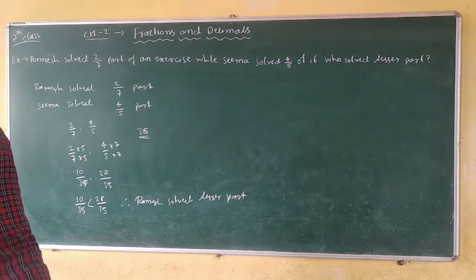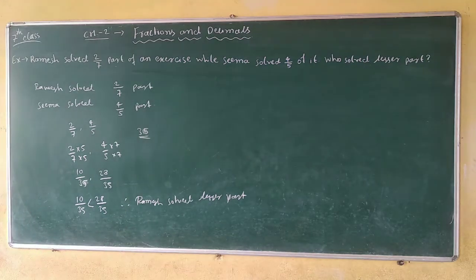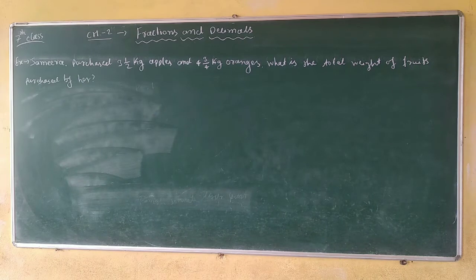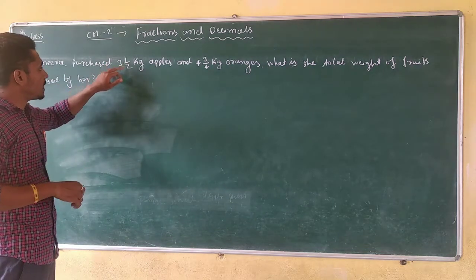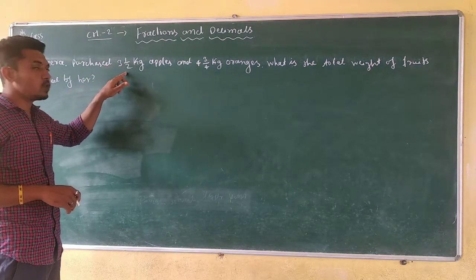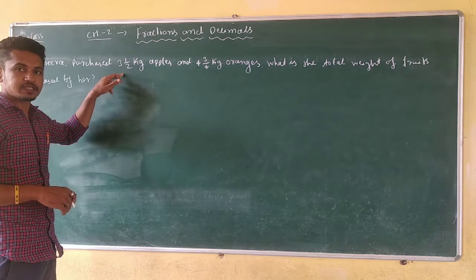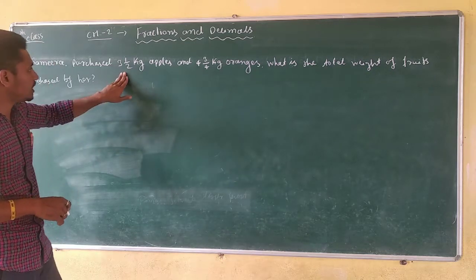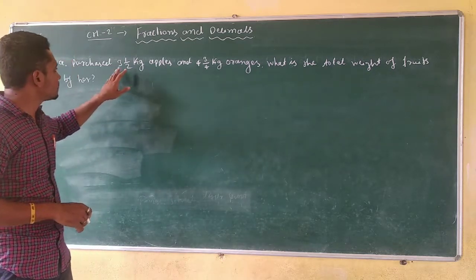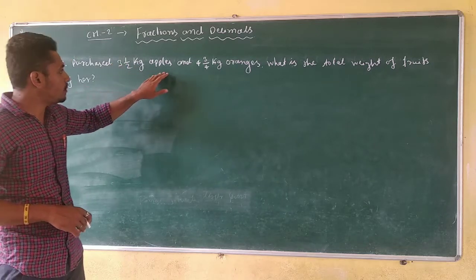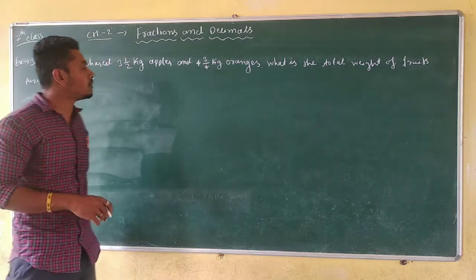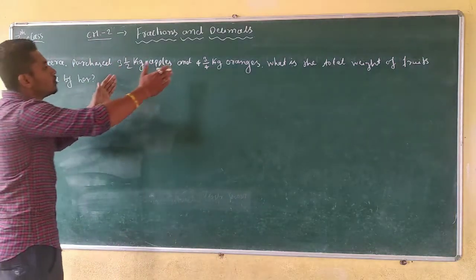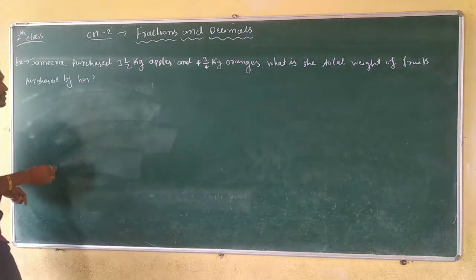Now let us move towards the next question. Seema purchased 3 1 divided by 2 kg. Which fraction is it? It is a mixed fraction. Then 3 1 divided by 2 kg apples and 4 3 divided by 4 kg oranges. What is the total weight of fruits? Now we have to add these two fractions.